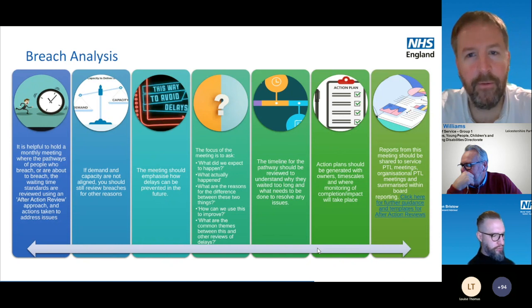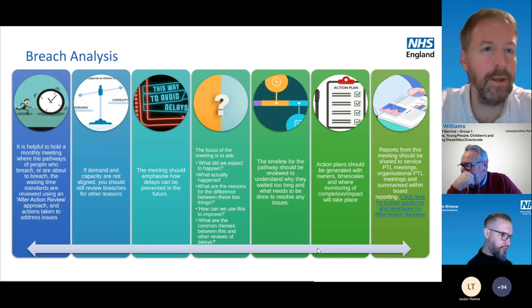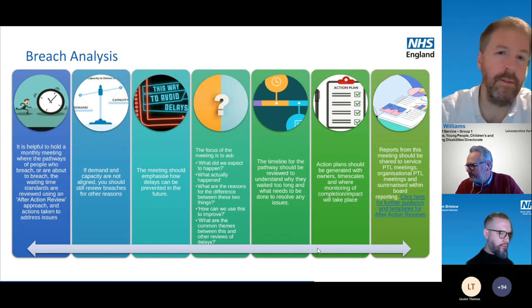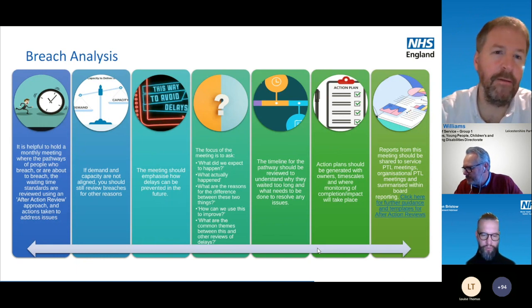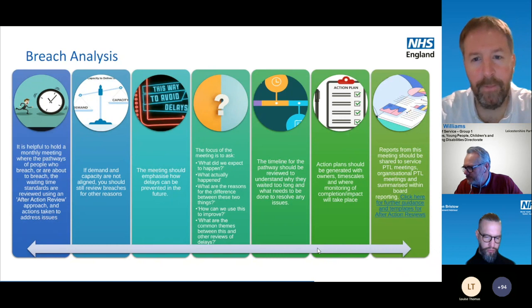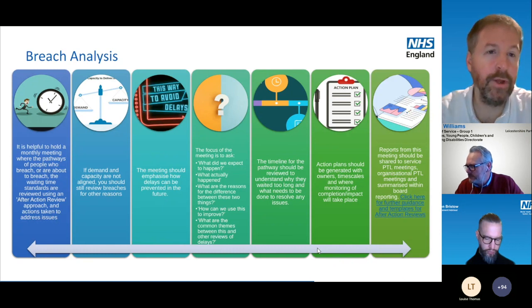And what can be really helpful is having a regular breach analysis meeting. Certainly in most roles that I've done, this has been done monthly rather than on a weekly basis, but it's entirely up to you what works best. So this is about looking at people who have breached and people who are going to breach soon.